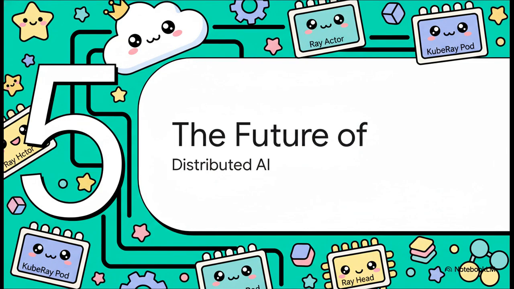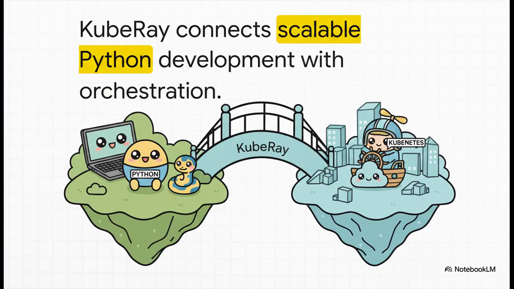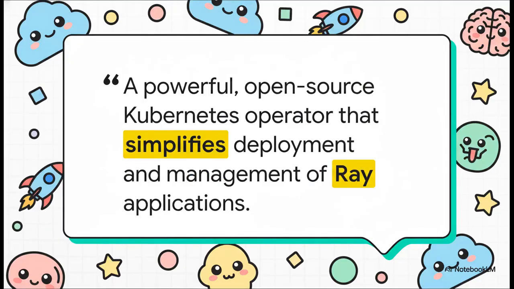Okay, so when you put all of these pieces together, what does it all mean for the future of building large-scale AI? I think the key takeaway is this. KubeRay provides that absolutely essential bridge between Ray's simple, powerful scaling for developers and Kubernetes' robust, industry-standard orchestration for operations teams. It creates a perfect separation of concerns. Developers can just focus on writing Python, and platform engineers can manage it all with the cloud-native tools they already know and love.